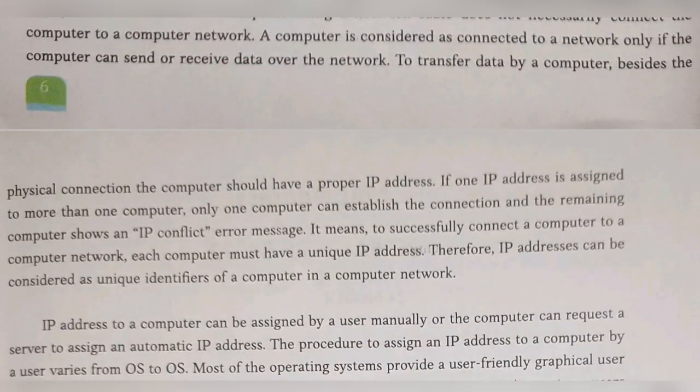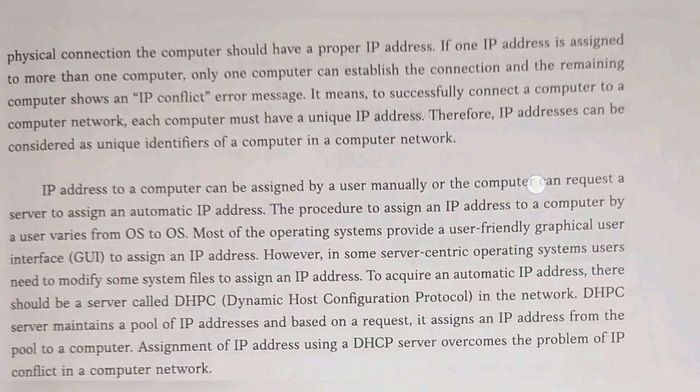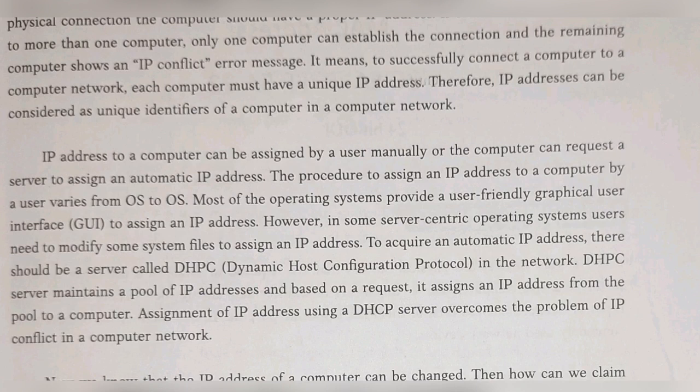After that, now how we will assign this IP address to the computer. There are mainly two methods. We can give it manually, and we can also use a server. This is called DHCP, Dynamic Host Configuration Protocol. Then the server will automatically assign IPs to computers. When we have a small number of computers on our network, then we can assign a unique IP to each computer.